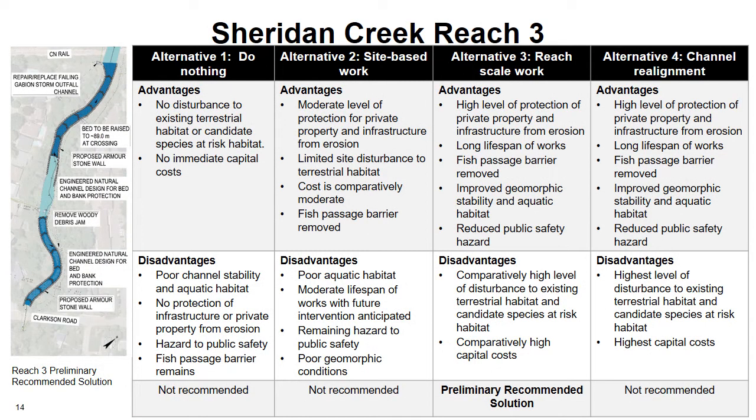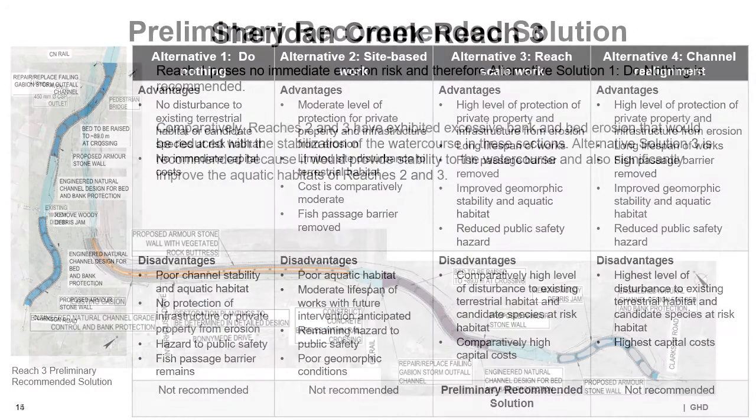Alternative 3, reach scale work, was identified as the preliminary recommended solution for Reach 3 because it too would provide stability to the watercourse and significantly improve the aquatic habitat. Consequently, Alternative 3 offers more advantages and less disadvantages compared to the other three alternative solutions.